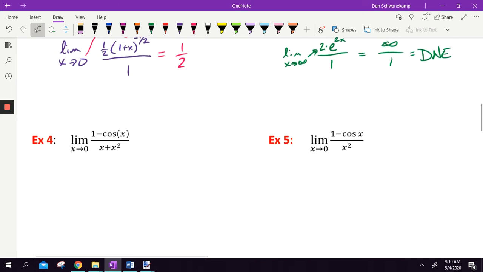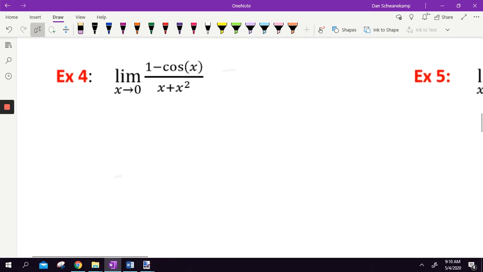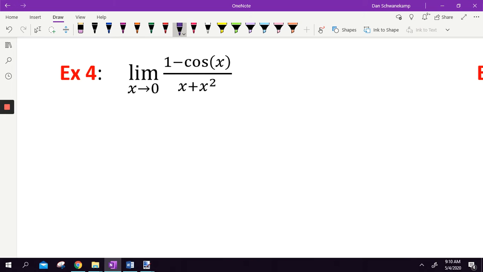Good. Let's try another one. Number 4. Limit as x approaches 0. If I plug 0 on top, I get 1 minus 1. If I plug in 0 on bottom, I get 0 plus 0. I get 0 over 0. Cool. I need L'Hopital's rule.